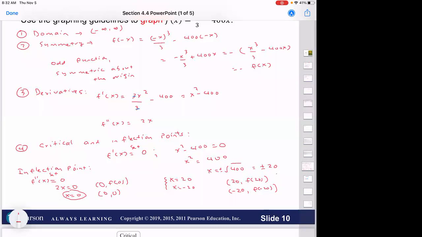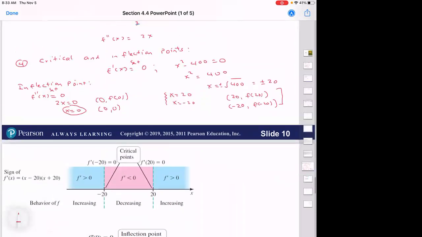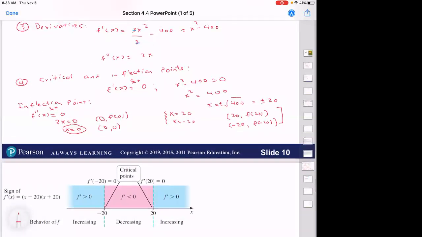Here we set the first derivative equal to 0, then we find that x equals positive and negative 20. We call them critical points. But for inflection points, we have to wait. Then what do we do? We draw a number line and plot the critical points.